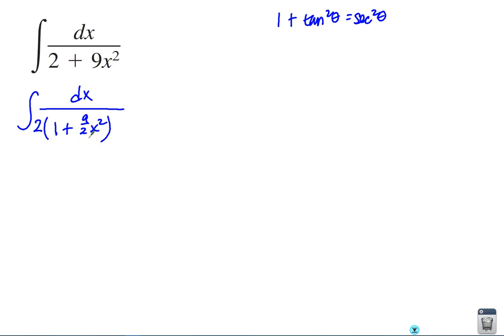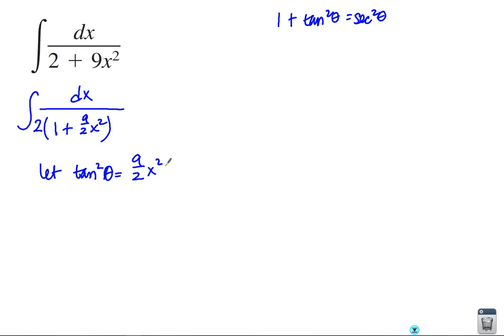So far I haven't changed the mathematical value of my integral. I've just modified it in a way that makes it a little bit more friendly to what I need here in a second. So last time we were using sine because we had 1 minus x squared or 1 minus x squared over 4. Now I have a positive, so 1 plus. So instead of using sine, I'm going to use tangent. So I'm going to say let tangent squared theta equal 9 over 2 x squared.